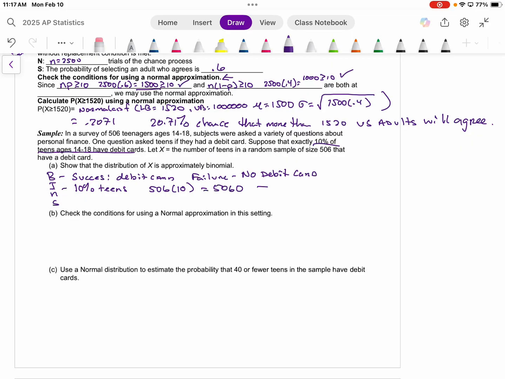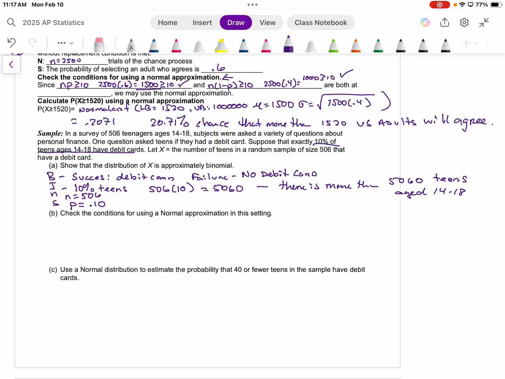Are there more than 5,060 teens aged 14 to 18? We know there's more than that. So again, that's what I would want to write out in the free response part. N is equal to 506. And then probability of success, that's the 10%.